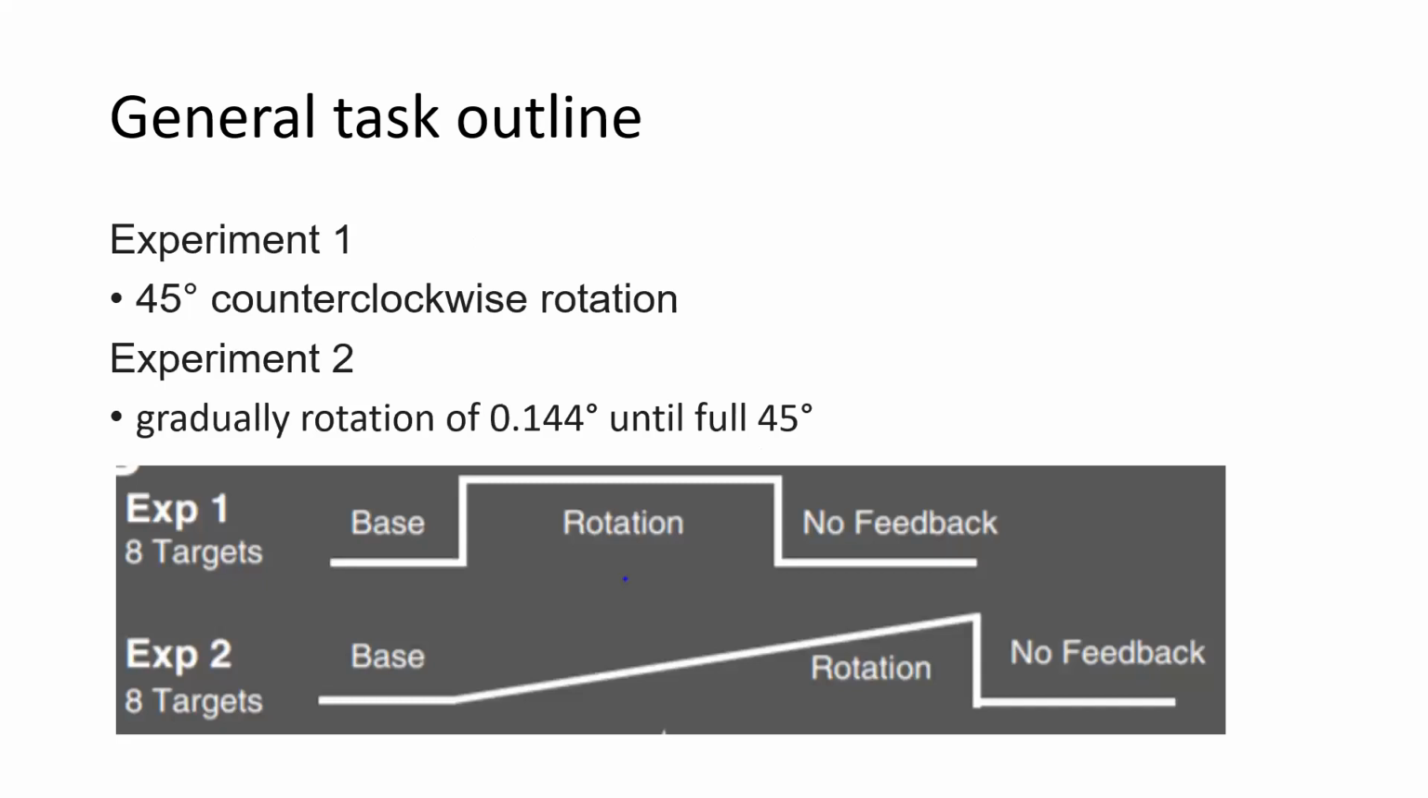In experiment 1, that abrupt rotation was an immediate 45-degree counterclockwise rotation of the cursor relative to the hand. And in experiment 2, this rotation was introduced gradually at a rate of 0.144 degrees per trial until the full 45 degrees was reached.